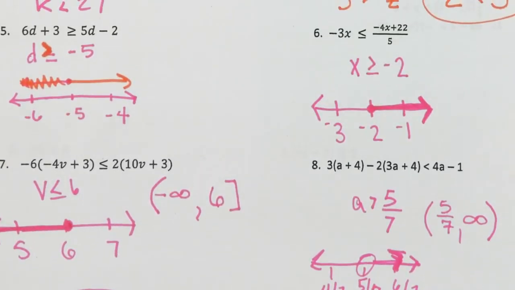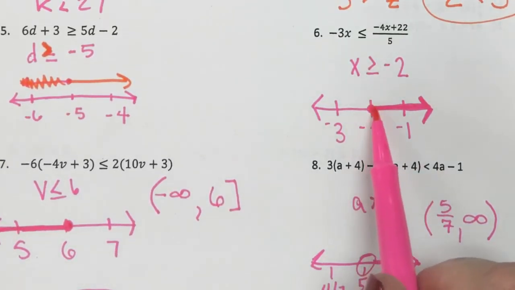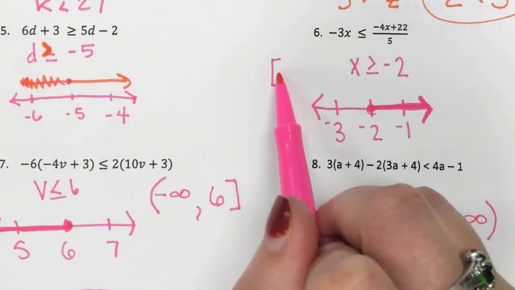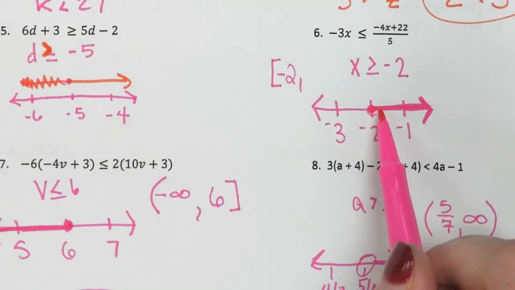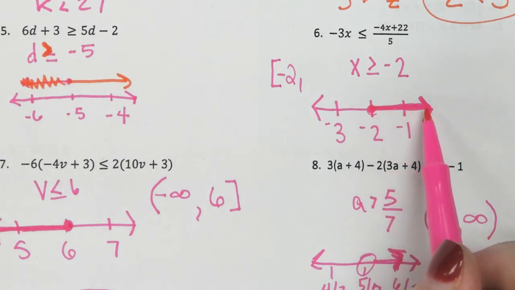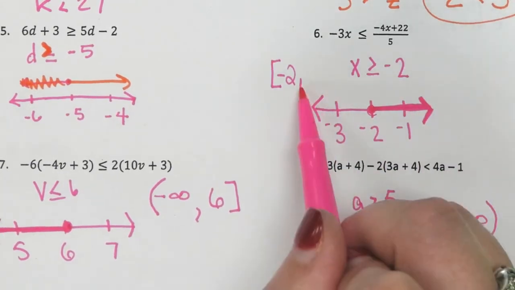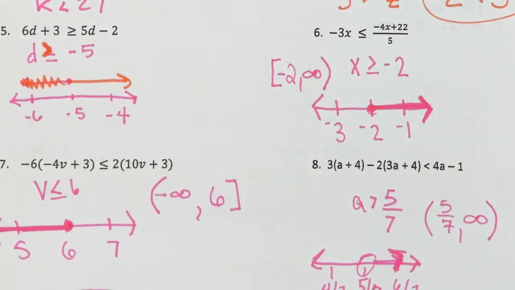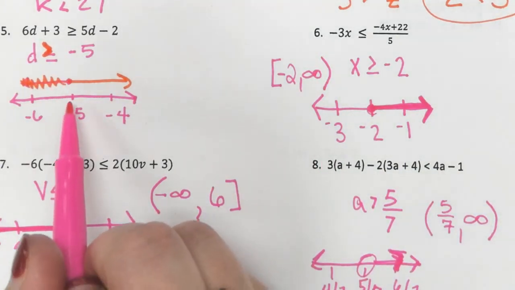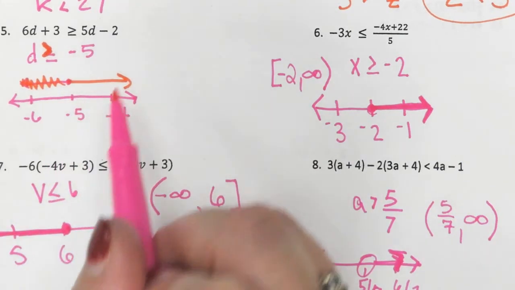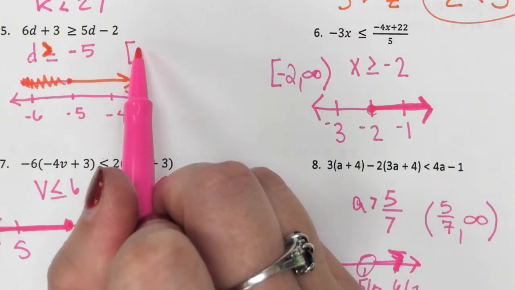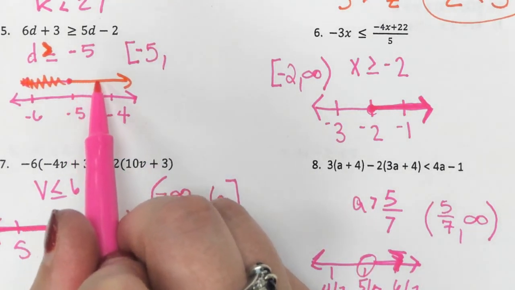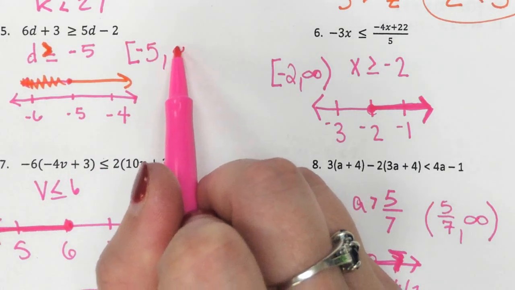All right, what about this one right here? On the left, the farthest point is negative 2. Is it closed? Yes. Then it's going to the right forever, so it is positive infinity. And infinities always get a parentheses. What about number 5 on the left? Bracket, because it's closed. What number? Negative 5. And where's it going to? Positive infinity.